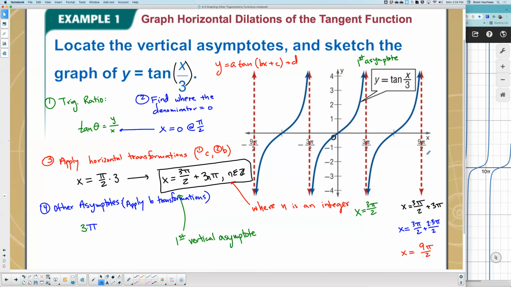And you can see the math is right. There's no error in the textbook. That's how it's supposed to look. 3 pi over 2 plus 3 pi is actually 9 pi over 2. I know it didn't seem like it, but that's because we added 6 pi over 2, which is 3 pi. And so that's how you get that.